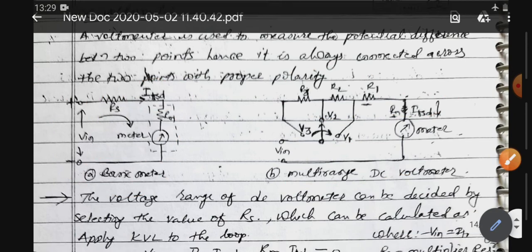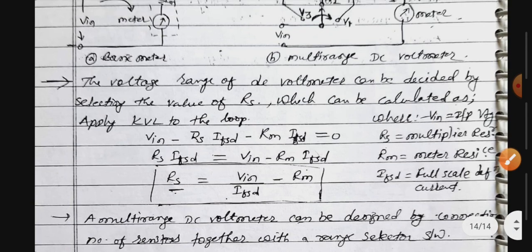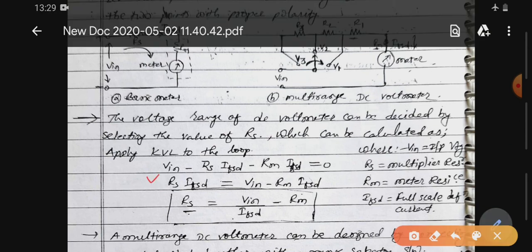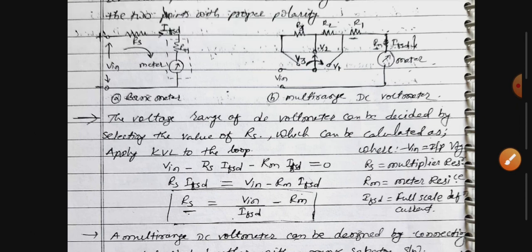Now the voltage range of the DC voltmeter can be decided by selecting the value of source resistance, Rs. So if we see the basic circuit diagram, we can apply KVL to this circuit and we can get this equation: Vin minus Rs into IFSD, because IFSD current is flowing through the Rs, minus Rm into IFSD, same current is flowing through the Rm also, is equal to 0.